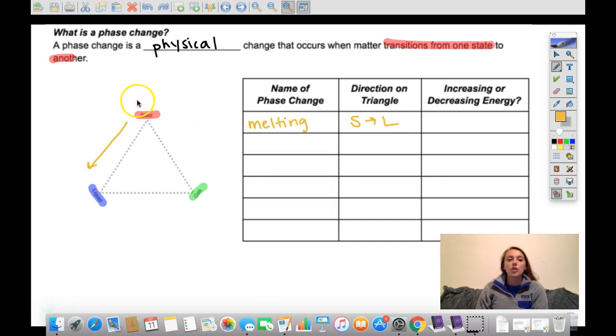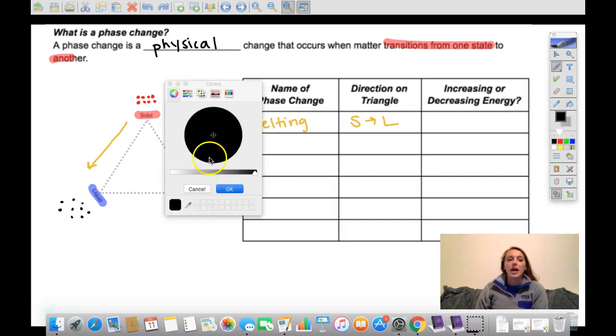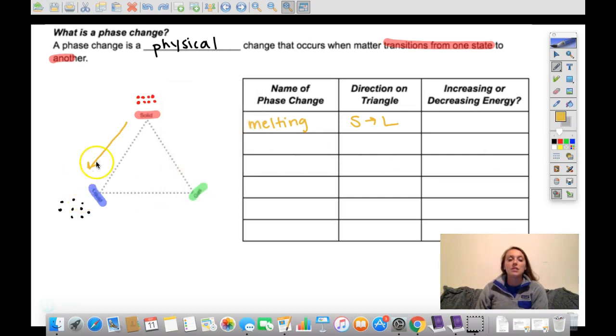And in order to go from a packed type of particle to a more free-flowing particle, we're going to have to increase the energy of the system. And the reason we're going to have to increase the energy of the system is that we need the molecules to spread apart, so we need to increase the energy by adding heat.